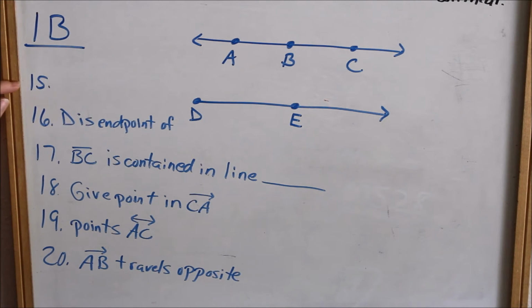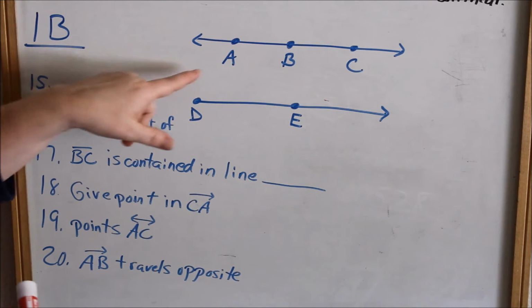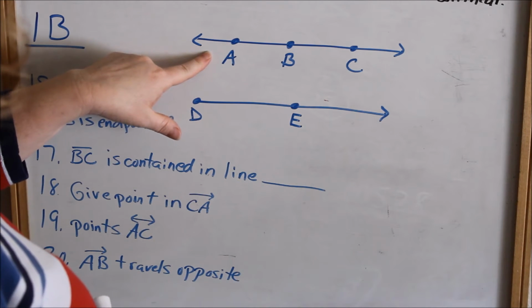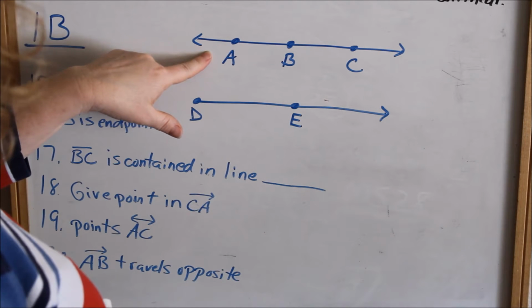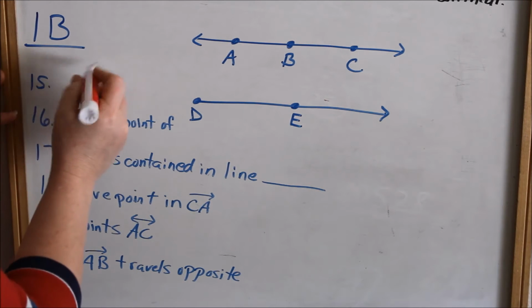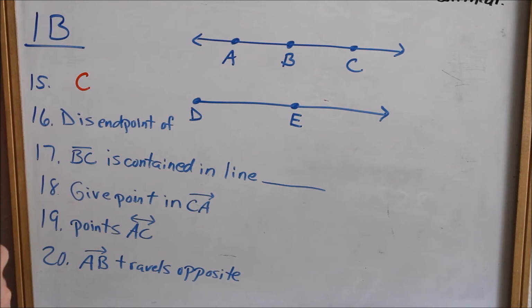Question number 15 says, what point is collinear with A and B? So looking at this figure, what point is collinear with A and B? Remember, collinear means they lie on the same line together. So the point that is collinear with A and B is point C.